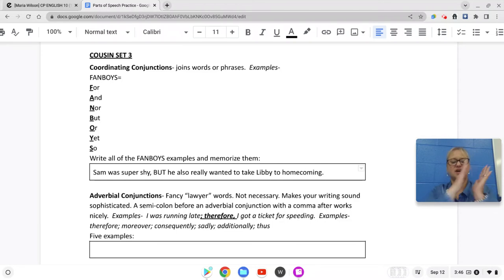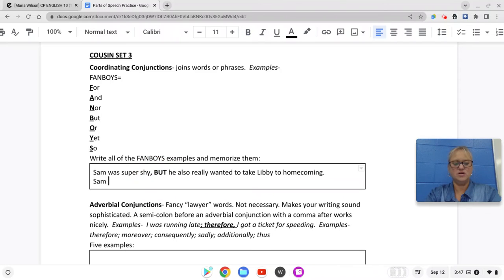Okay, Sam was super shy. That's a sentence. Then we have a coordinating conjunction. Conjunction, junction, what's your function? It's a connector word or a glue word. And then we have another sentence. He also really wanted to take Libby to homecoming. Sam was super shy is a sentence. He also really wanted to take Libby to homecoming is a sentence. We have the coordinating conjunction but, and so we need a comma before that. See that right there? If we don't have two sentences, then we don't use a comma.